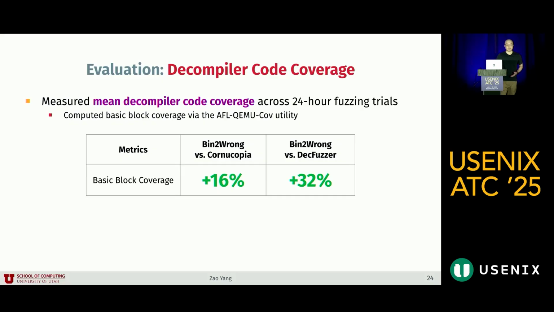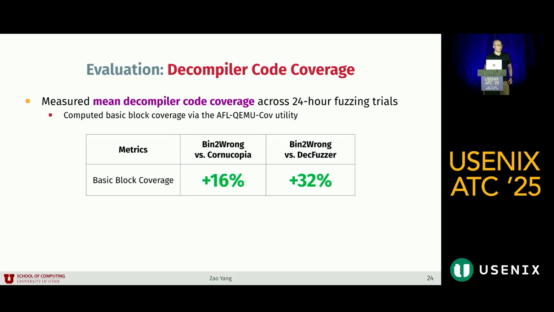To show how this higher binary diversity translates into decompiler internals, the second evaluation result is about decompiler code coverage, which measures how much decompiler internal code those generated binaries can reach and test. So we let each tool run 24 hours per decompiler, collect all the generated binaries, and repeat it 5 times. Then we use AFL++ to count all those executed basic blocks within decompilers and get the mean number of these basic blocks across 5 trials.